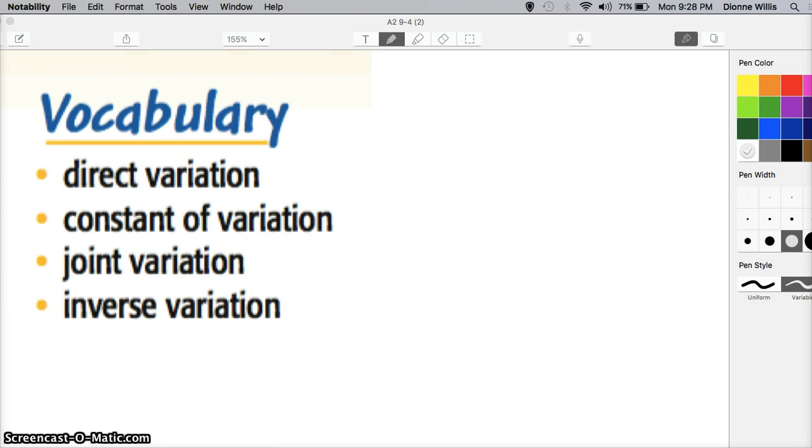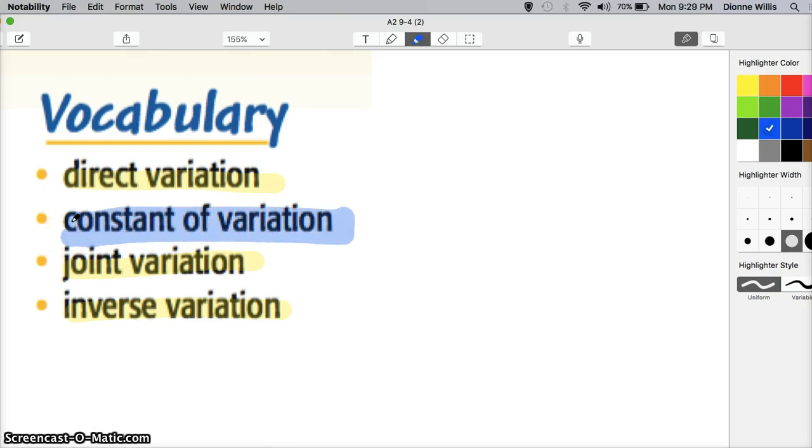So direct variation, let me highlight some things real quick so you guys can get an idea of where we're going. These are the three main topics that we'll talk about today. And we'll talk about constant of variation, because we're going to have a constant of variation in each of these equations. So what's going to happen is we're basically going to be talking about a relationship between variables.